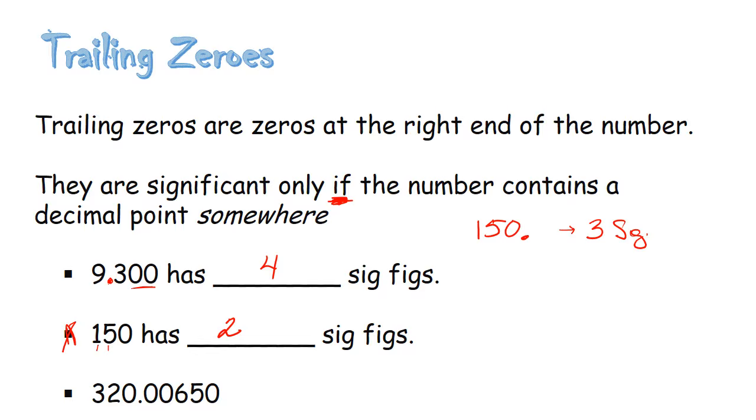Our last problem to look at is this one. Give it a try. How many sig figs do you think are in this number? If you said 8, you'd be absolutely correct, because these zeros are captive, so they count. That one is a trailing 0 that follows a decimal point.